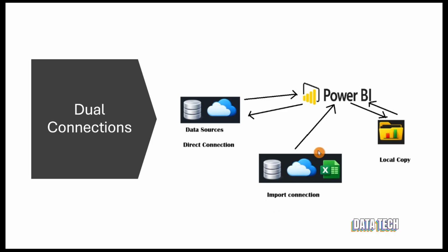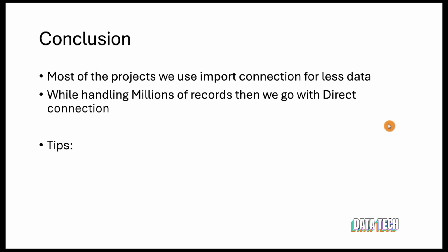And this Excel file will be stored as a local copy in memory, and it will generate the queries from there. And the data source is always connected to the database, and this kind of connection we call the dual connection in Power BI.